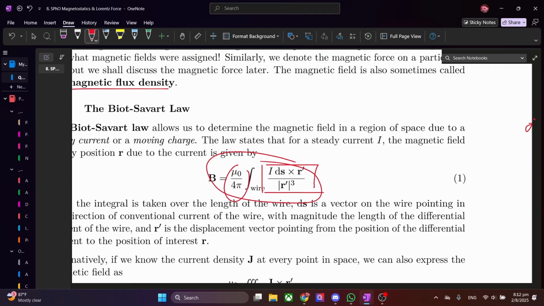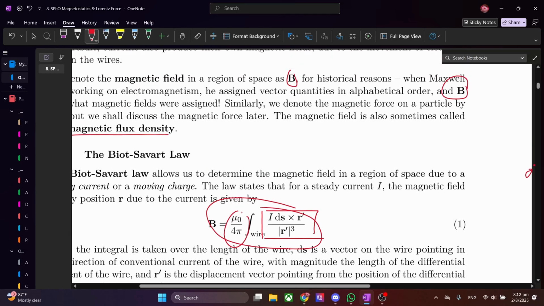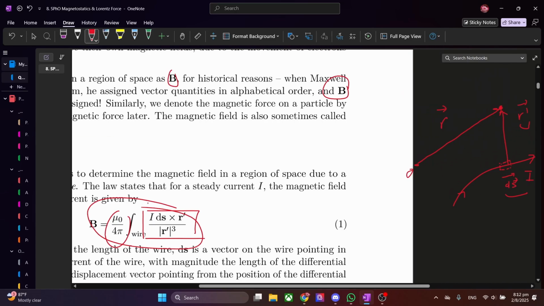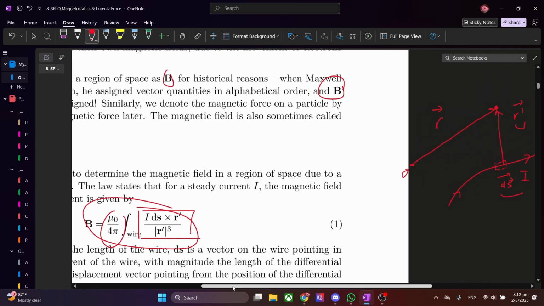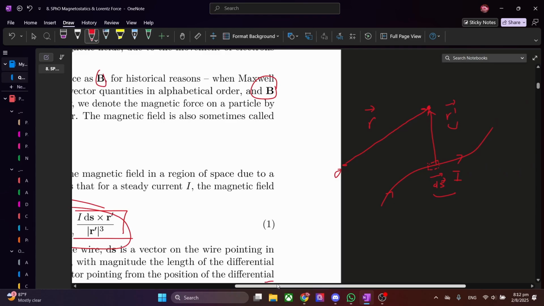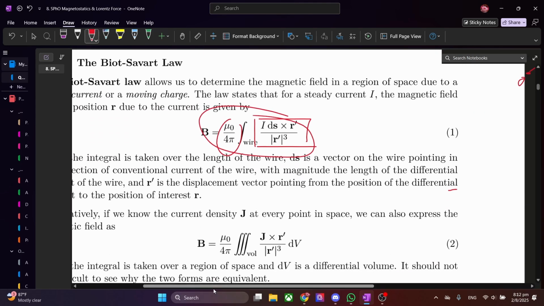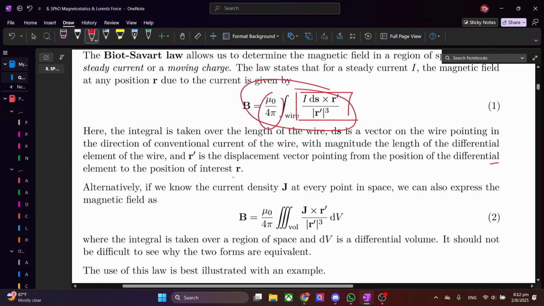Yeah, permeability of free space, something like that. This is mu naught. But basically, this is just a scaling constant. So the Biot-Savart law says that if you take this expression and you integrate it, and then you multiply with this constant, you get the magnetic field at this point. It sounds a little bit confusing, but I guess it's best to illustrate with an example.